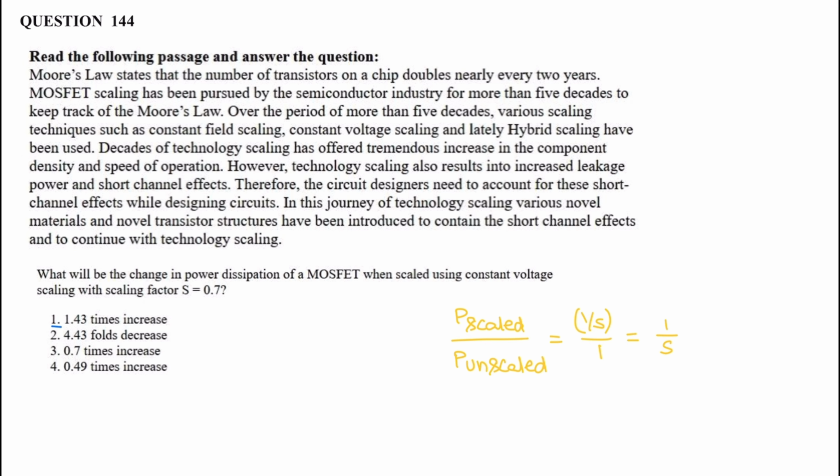Question number 144. What will be the change in power dissipation of a MOSFET when scaled by constant voltage scaling? Again here, constant voltage scaling with scaling factor 0.7 is mentioned. In this case, power scaled to power unscaled is 1 by S, that is 1 by 0.7, and its value is 1.43. Correct answer is option 1. There is a 1.43 times increase in power dissipation after scaling.